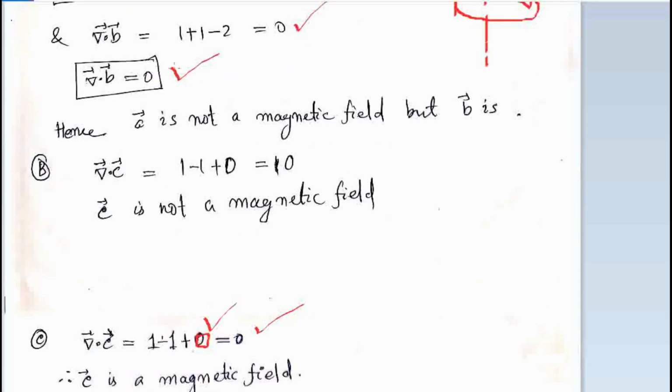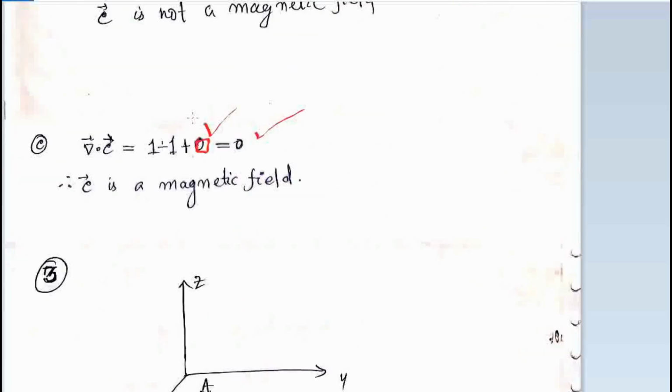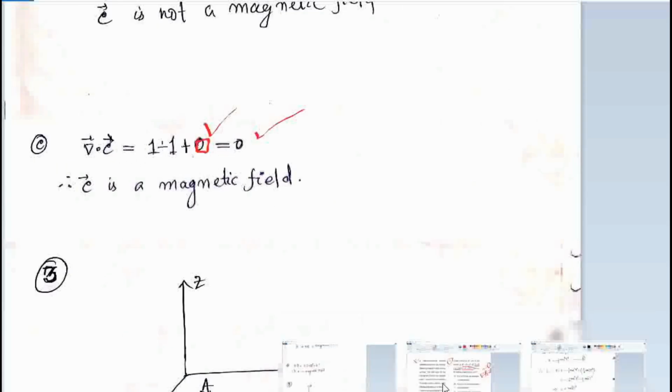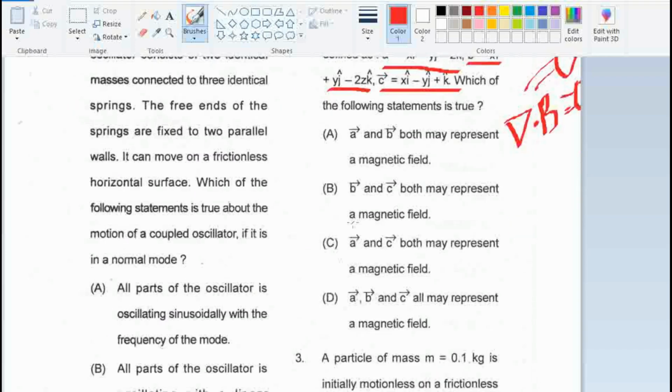You see, vector B has del dot B equal to 0, and for vector C also, del dot C is also 0. Now if you come to the options, which option is correct? A, B, B, C, yeah. Option B is the correct one. B and C both may represent the magnetic field. Okay, option B is the correct one.